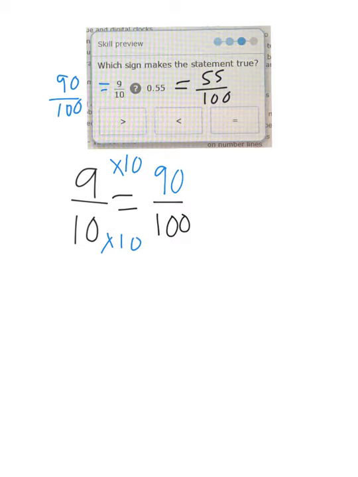So then we know 9/10 is equivalent to 90 hundredths, and it's much easier to look at 90 hundredths versus 55 hundredths. This one is the bigger one, so the answer to our question, we want the greater than sign, saying 90 hundredths or 9/10, both equal, is bigger than 55 hundredths.